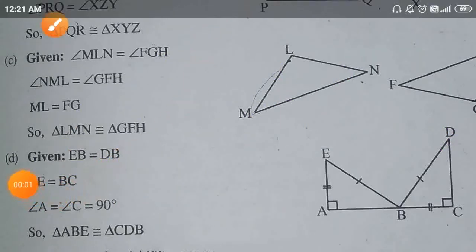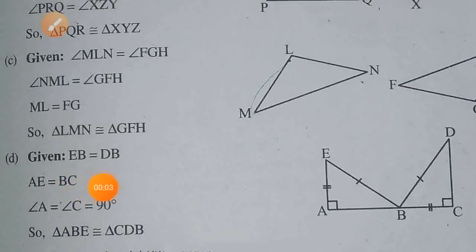Now part D. Given EB equal to DB. It is in the figure, EB side and it is DB side. These two sides are equal as given in the question. Now AE equal to BC. This is AE and this is BC. These two sides are also equal. Now angle A equal to angle C. This is angle A, it is of 90 degree, and angle C is also 90 degree. So angle A equal to angle C.